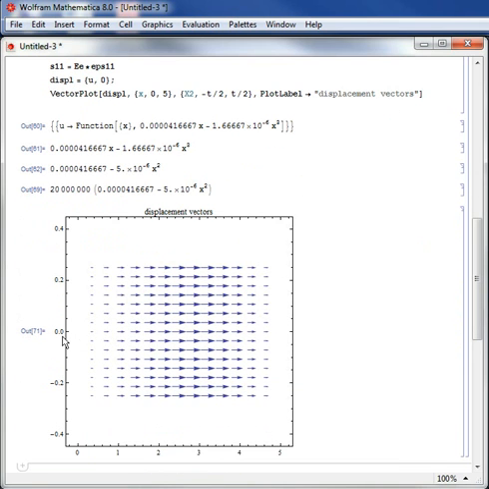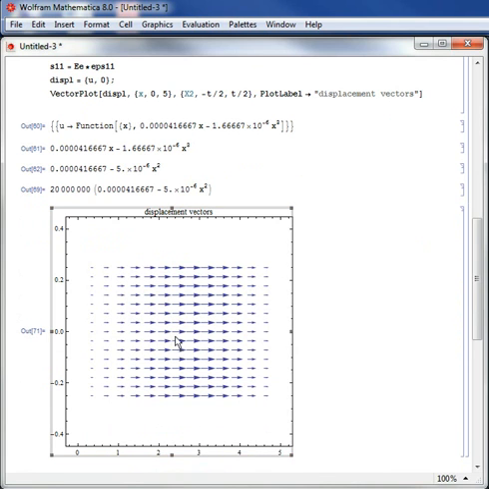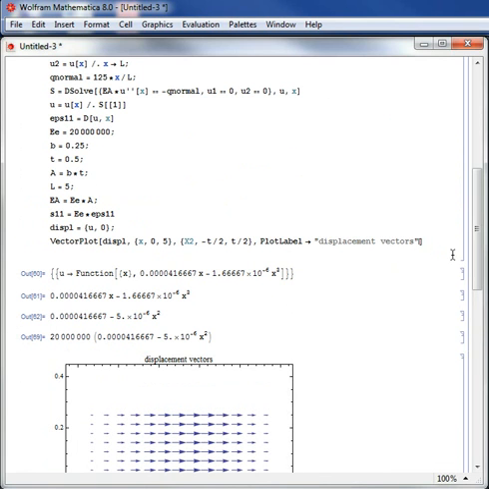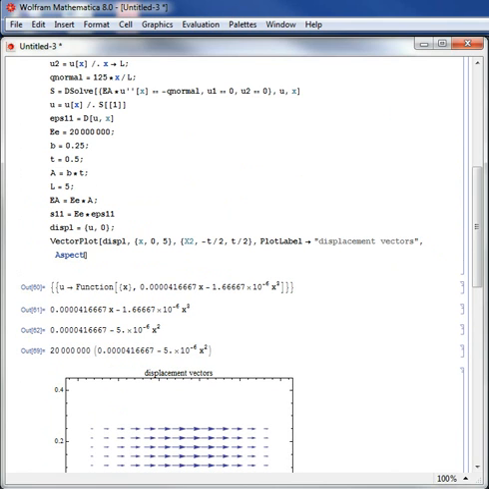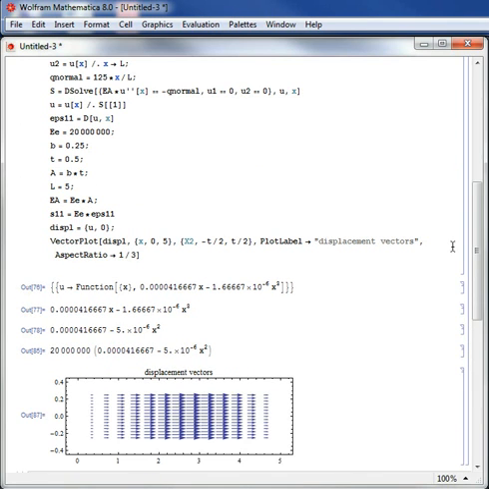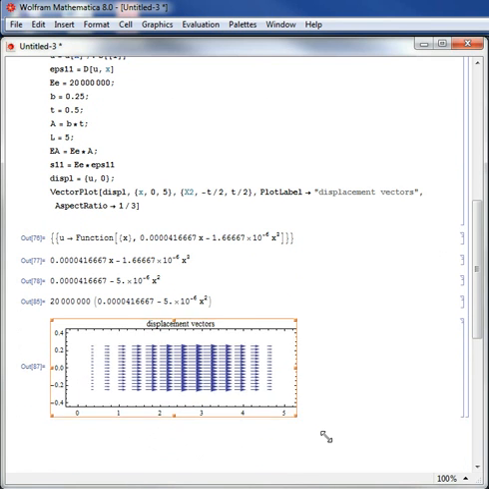And you can see at this end the displacement is 0, at the other end the displacement is 0, and in the middle is the maximum displacement. I should maybe use a better aspect ratio, 1 over 3, or here's a better aspect ratio. I'll make this slightly bigger.